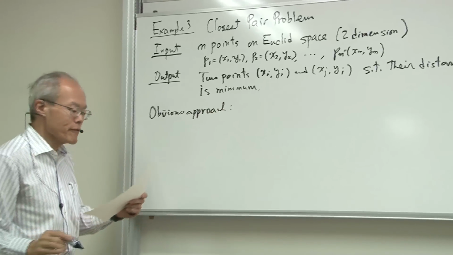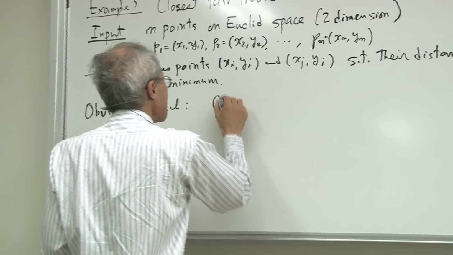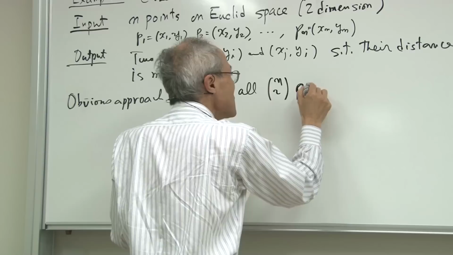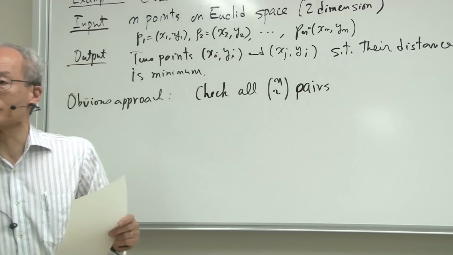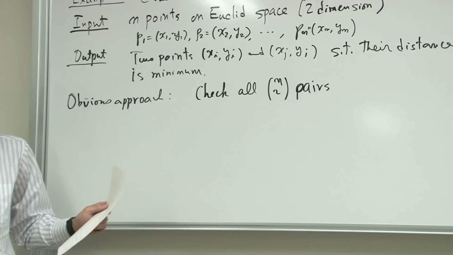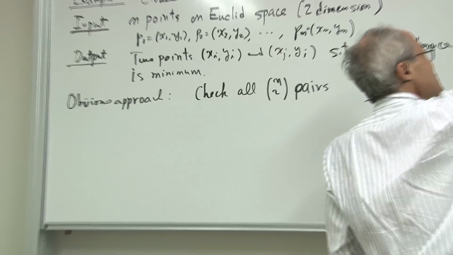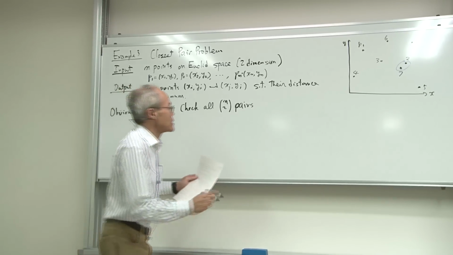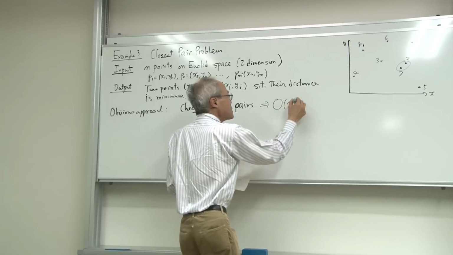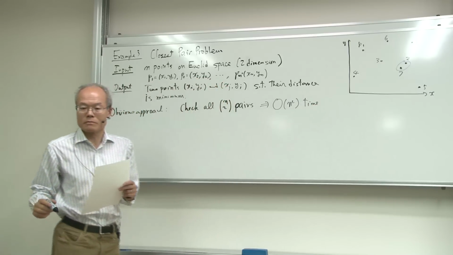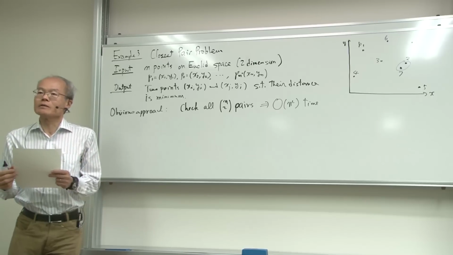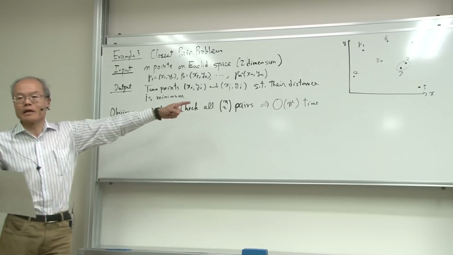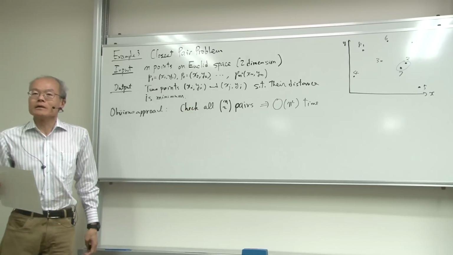Then there is an obvious approach. That is to check all n squared pairs. You check all the distances over all pairs. Then of course you can get the closest pair easily. But the problem is we need order n squared time. So the goal is to design better algorithms. Better means which runs faster, something significantly less than n squared.